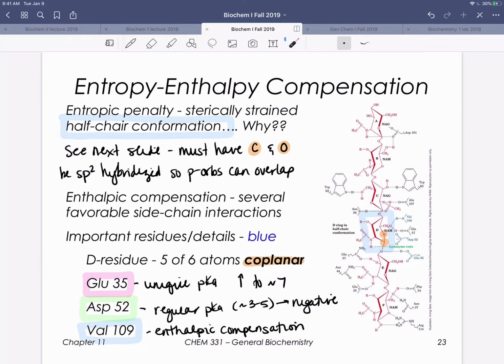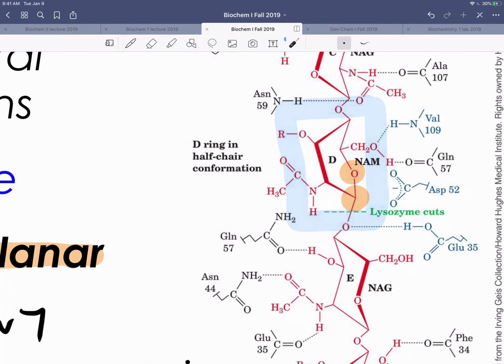So again, blowing up, I'm just going to highlight here. Here is this residue that's in this weird half-chair conformation. As we're going to talk about in a minute, the purpose of that half-chair is it allows these 2 atoms to be coplanar, and that's important because if we're going to form a pi bond between these to resonance stabilize an intermediate, or I should say a transition state that we're going to have, we need these orbitals to be able to overlap. So that's why we have that.